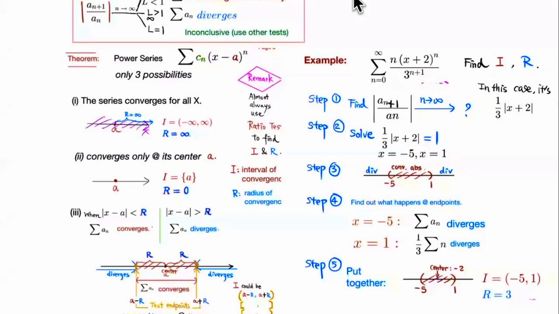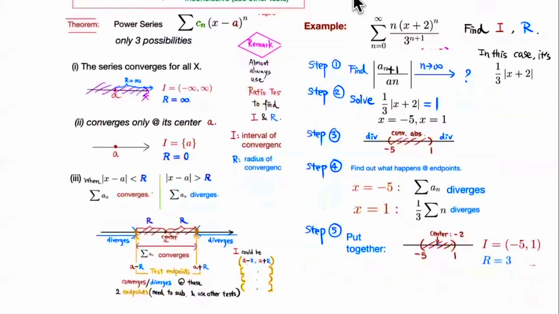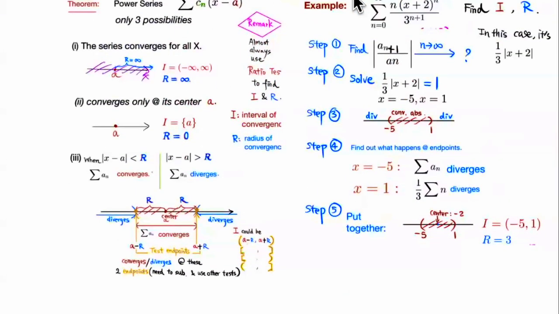But then for the endpoints, for step 4, you want to find out what happens at the endpoints. You substitute, and then use another test to see if the series converges or diverges. And then at last, you put them together. So for example, here it diverges and here it diverges, so we don't include either endpoint. So the interval of convergence will be that, and the radius of convergence will be 3. So that is how we use it.